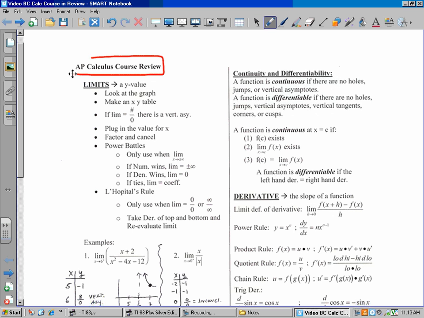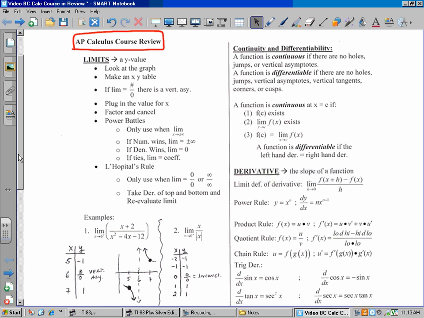Okay, the AP Calculus course in review. Here's my formula sheet, and let's just take a look at it. Let's go through it as briefly as we possibly can here.